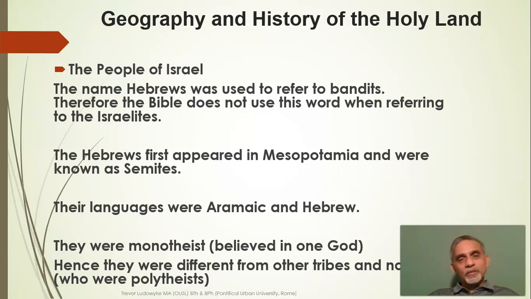So the Hebrews first appeared in Mesopotamia, that's where Abram was, and were known as Semites. Their languages were Aramaic and Hebrew. Aramaic was in fact the language of Jesus. Right? Jesus spoke Aramaic. They were monotheists, they believed in one God, hence they were different from other tribes and nations who were polytheists. These people believed in the one true God.